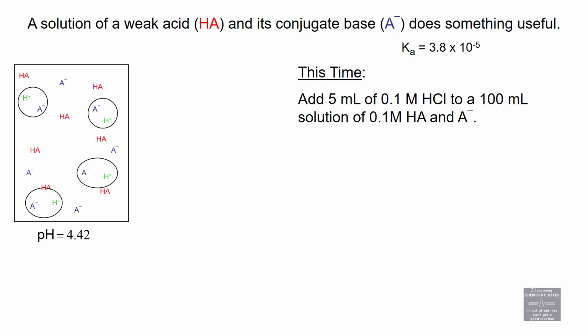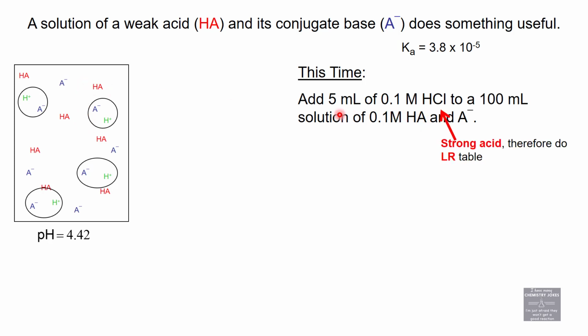So a buffer can resist dramatic changes in pH. If we add 5 milliliters of strong acid to a 100 milliliter buffer solution that has equal concentrations of HA and A minus, the instant that we add it to solution, the H+ and A minus react together to create extra HA in solution.